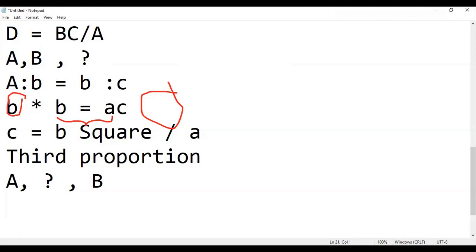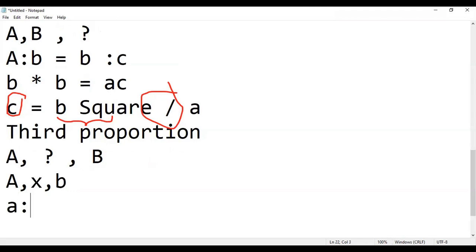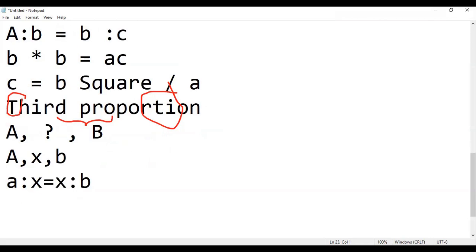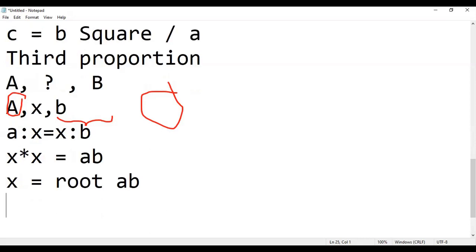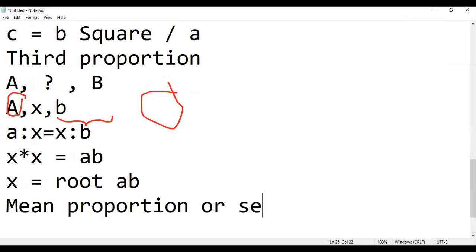How can we find it, ma'am? Let us assume X is the required value. It can be written as A is to X is equal to X is to B. That is in continuous proportion. So X into X is equal to AB. X square is equal to AB. X is equal to root AB. That is called mean proportion or second proportion.